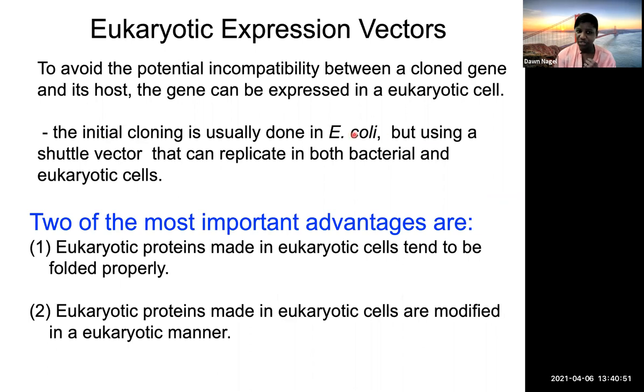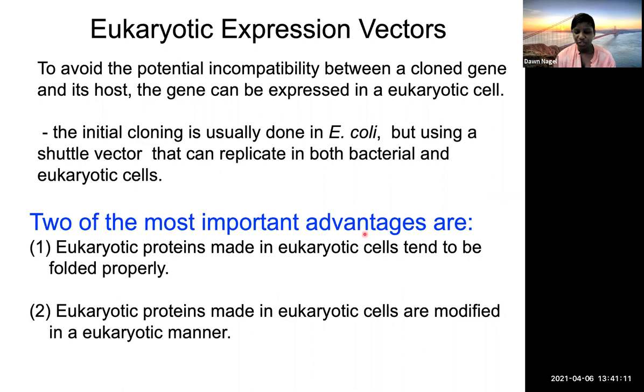Initial cloning will be used in E. coli, right? Because it's easy. You clone everything in E. coli, you check to make sure everything looks good. Do you have your gene sequence? Is there any mutation? Is it aligning with the promoter? And then you would put it into a eukaryotic vector and then put it into eukaryotic cells, okay?